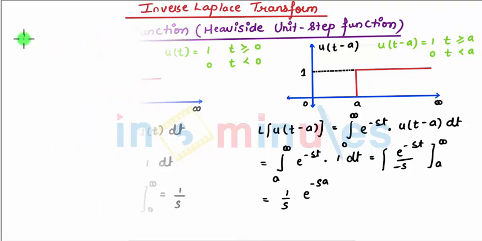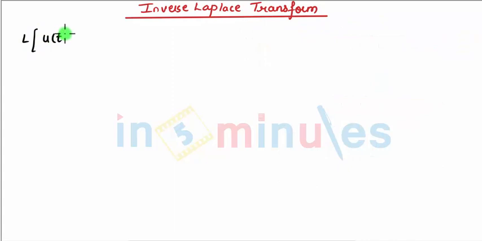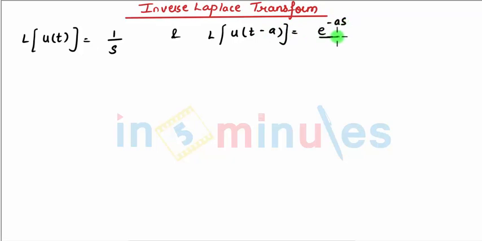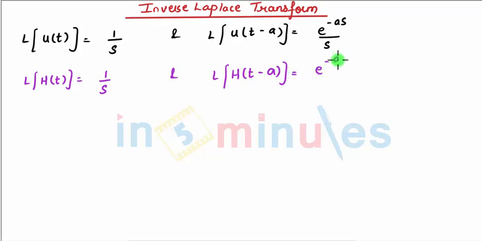So we have now proved that the Laplace of u of t is 1 by s, and the Laplace of u of t minus a is e raised to minus as divided by s. Students, as I said, this function is called the step function or the Heaviside function. If you write u as h of t, that again comes to be 1 by s. Just a name change: instead of u you can also write h, and in the same way h of t minus a is e raised to minus as divided by s.